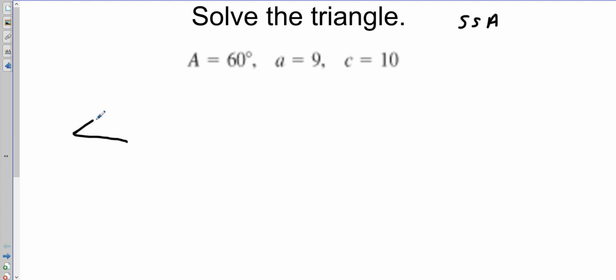What we have is a 60-degree angle. And coming out from angle A, we'll call this angle A, we have a side which is 9. So this side right here is going to be 9. And from this, this side is going to be 10. So it's going to be a little bit larger than this. This is A, and then we'll have a side C.